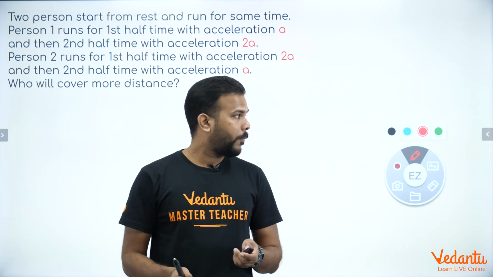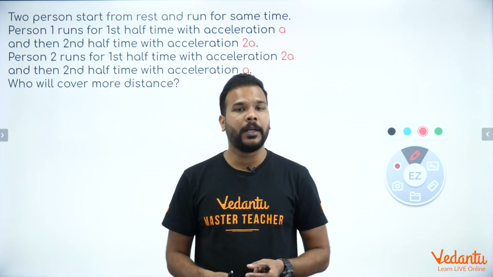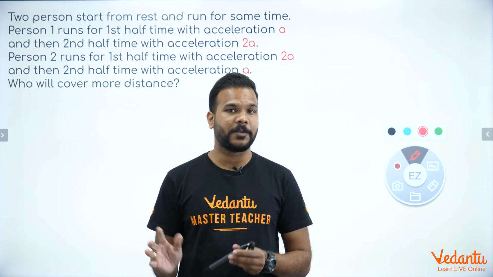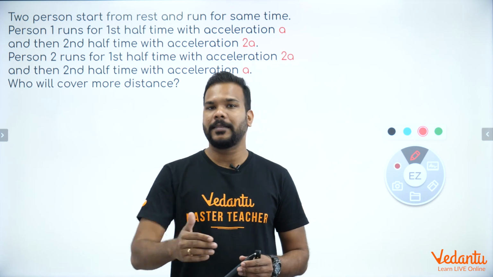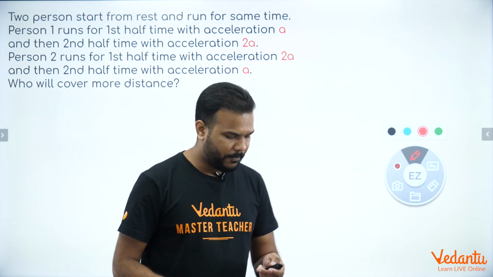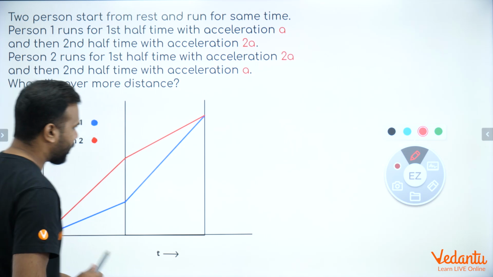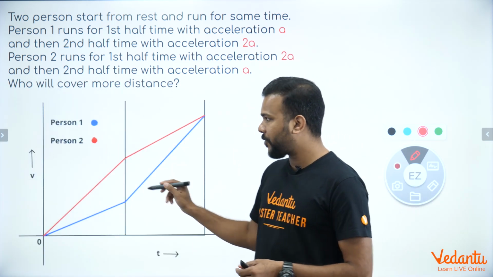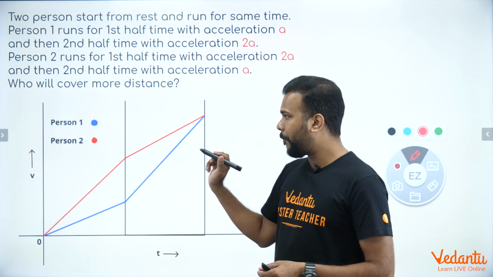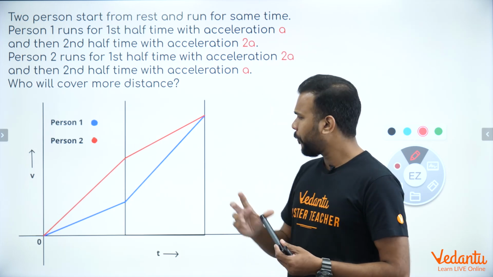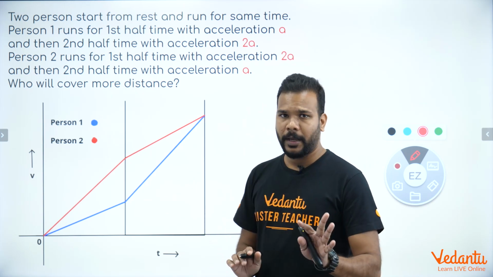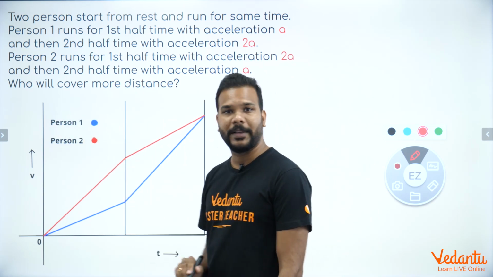Okay, so velocity time graph, I hope you remember, the area that is bounded by the velocity time graph is nothing but the displacement, and here in this question, distance and displacement are the same. Okay, so let's have a look at this graph. So this is the graph, guys. The blue graph that you see is person 1, and person 2 is the red graph. You can do this calculation that their final velocities after time t will be the same.